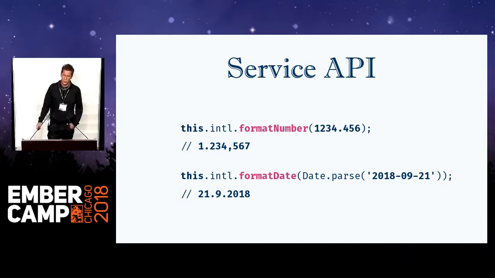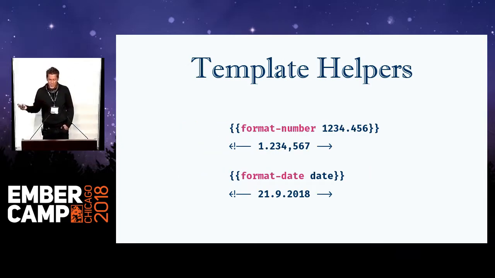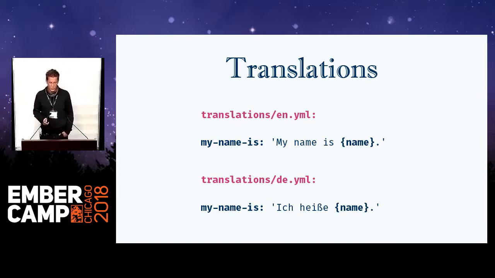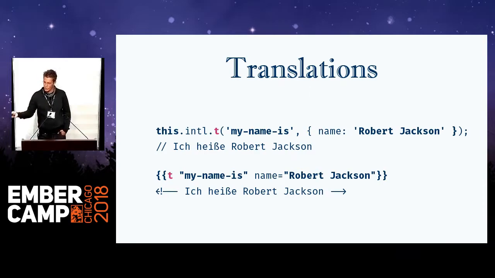And Intl has 2 APIs, basically. One of them is the service API. It works roughly like this. You have the Intl service. You call methods on it, for example, format number or format date. The other thing you can use is template helpers. And those basically work the same. They are automatically coupled to the Intl service. And you have a format number helper, you have a format date helper, and so on and so on. It also supports translations, obviously. And you can already see it's using the ICU syntax. We're using YAML files. It's actually quite easy. So one example of this, ich heiße Robert Jackson, for example.